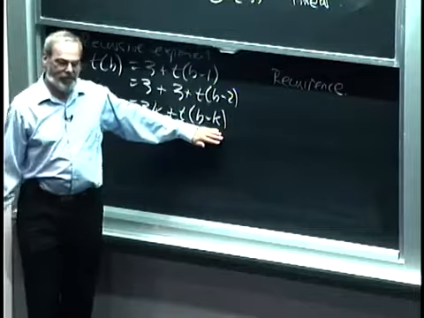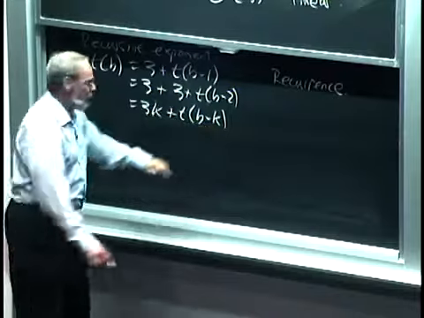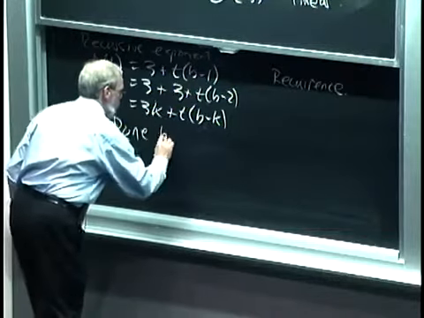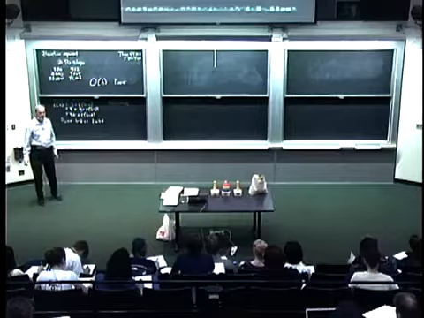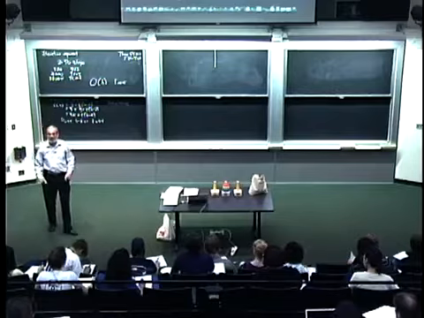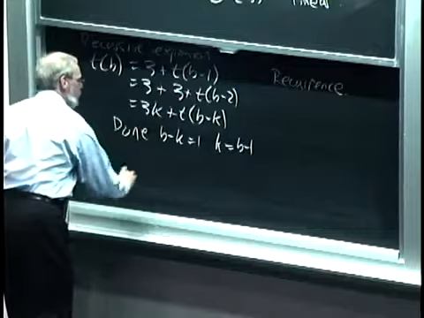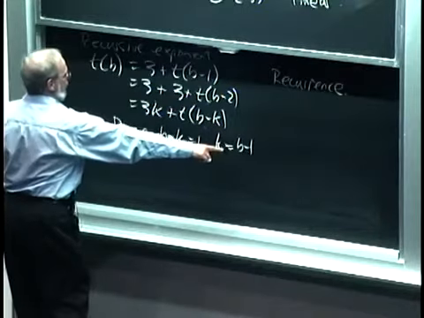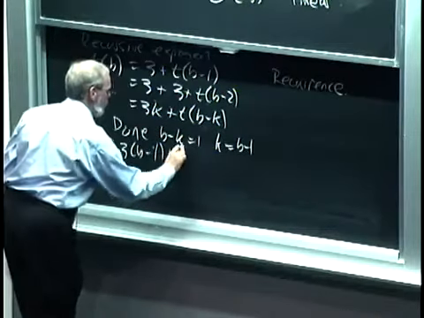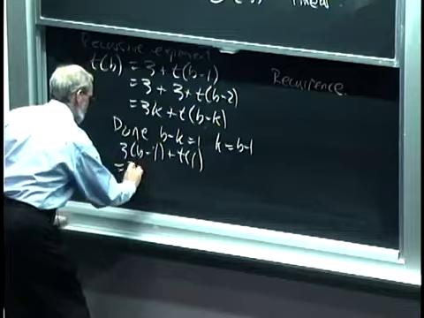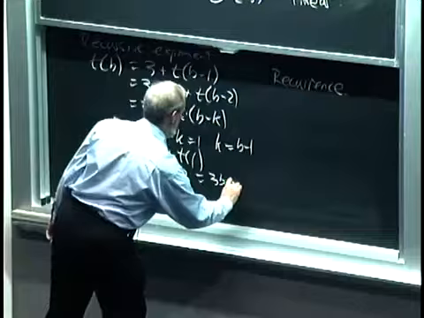Actually, I think I want b minus k equal to 1, right? When this gets down to t of 1, I'm in the base case. So I'm done when b minus k equals 1, or k equals b minus 1. Right? That gets me down to the base case. I'm solving a problem of size 1. And in that case, I got 2 more operations to do. So if I plug this all back in, t of b is, I'm going to put k for b minus 1, I get 3 times b minus 1 plus t of 1. I said t of 1 is 2. So this is 3 times b minus 1 plus 2.